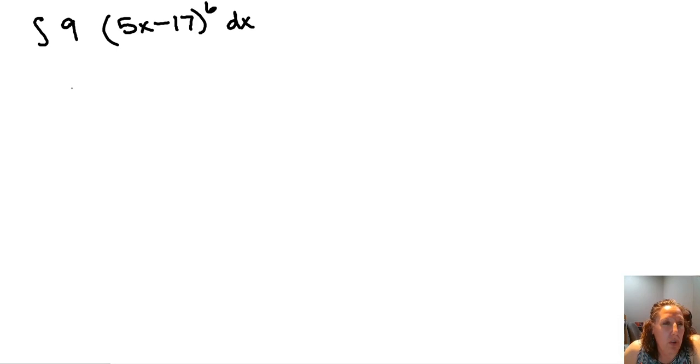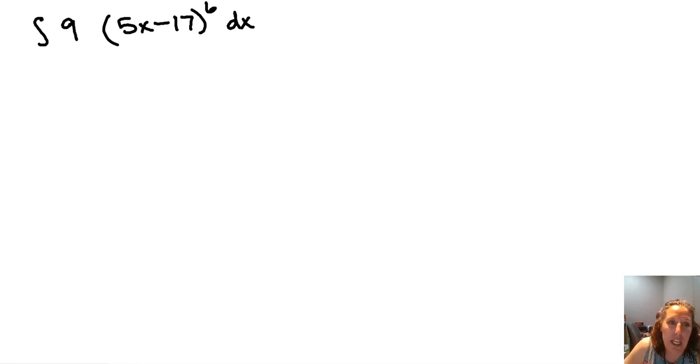Our first example here, we have the integral of 9 times the quantity 5x minus 17 to the 6th. Now that 5x minus 17, we could, if we wanted to, go ahead and multiply that out. Multiply 5x minus 17 by itself a total of 6 times, and then distribute the 9, and then we wouldn't have to use substitution. But multiplying that out would probably take about a page worth of work. And if we use substitution, we can do it a little bit quicker.